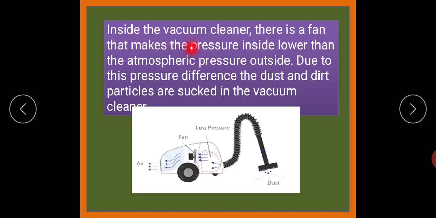And lastly, in the vacuum cleaner also there is a fan which makes the pressure lower than the atmospheric pressure outside, so that the dust will be sucked inside and the vacuum cleaner will do its work efficiently.